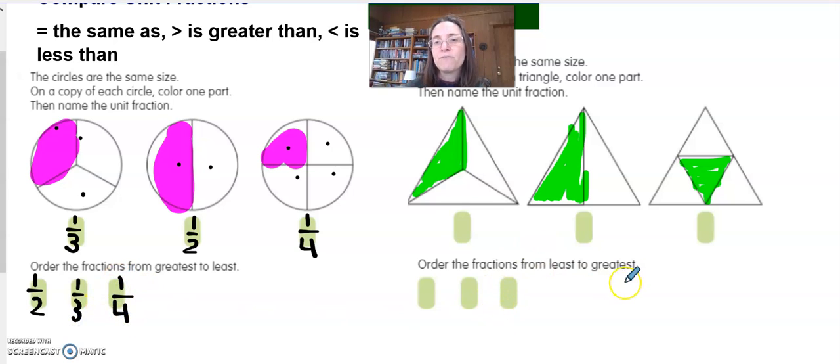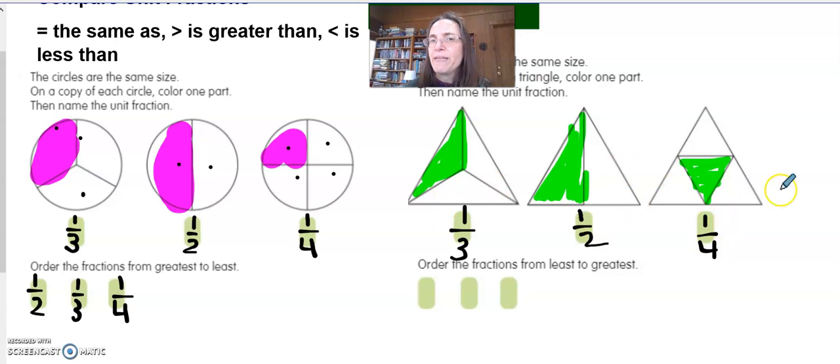They give you another example over here. And here they say to order the fractions from least to greatest. So let's see, this looks to me like 1/3. And this looks again like 1/2. And when I colored one of these, 1, 2, 3, 4, I've got 1/4. This time I want to put the least one first and the greatest one last.